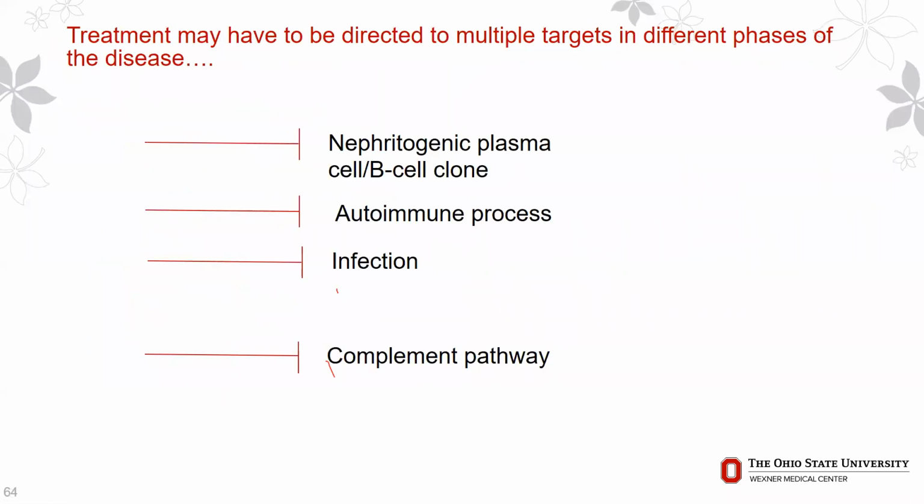So how should these patients be managed? I think I can open the floor for discussion, and whatever your perspective, you can definitely share. But I think that as the disease evolves, the therapy may have to be directed to multiple targets rather than a single target. The autoimmune process, infection, nephrogenic plasma cell clone, and then blocking the complement, which is probably the effector that causes the actual injury there. So maybe at different stages of the disease, you need to target different aspects of the disease.